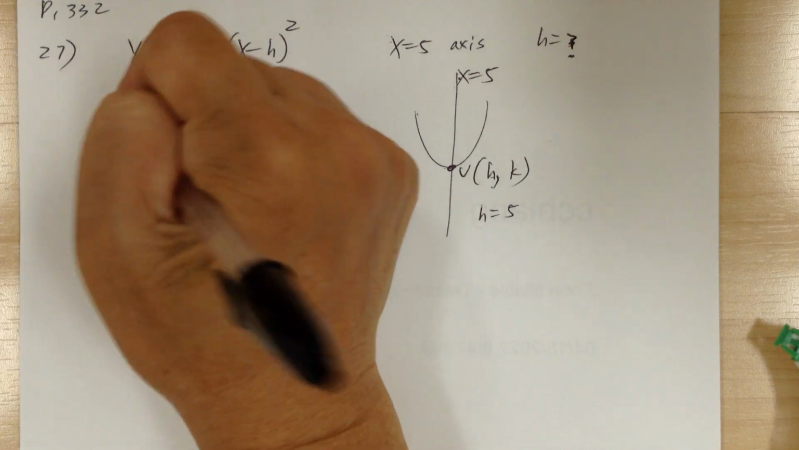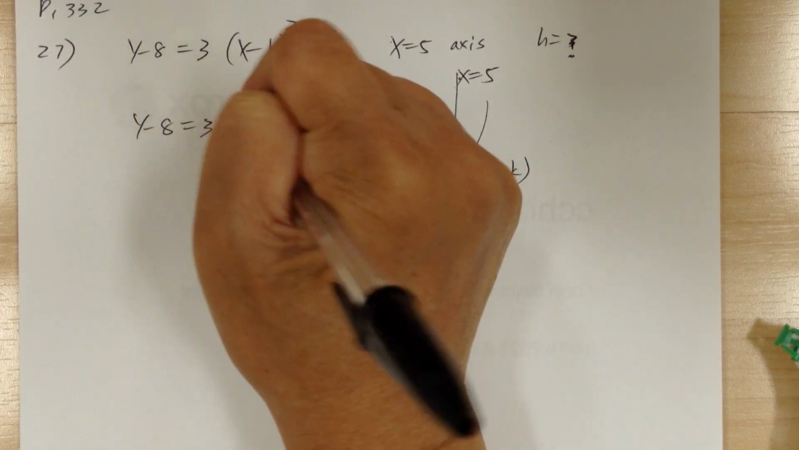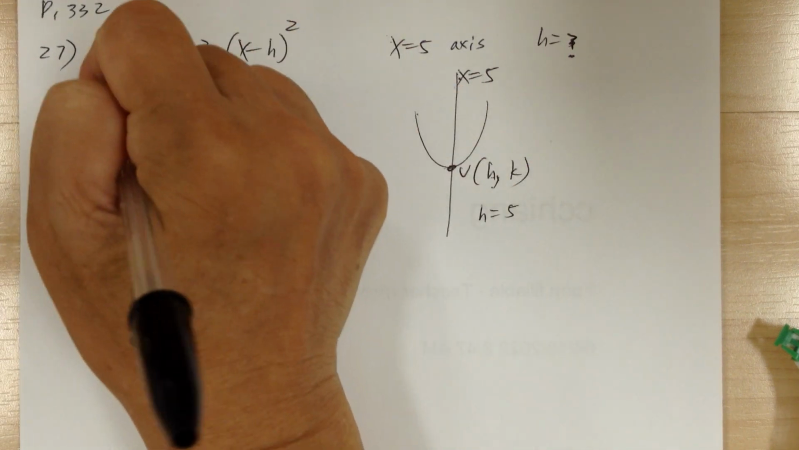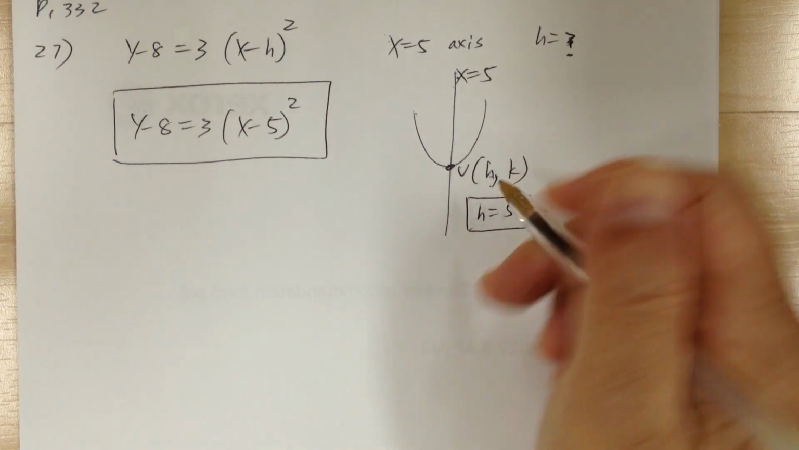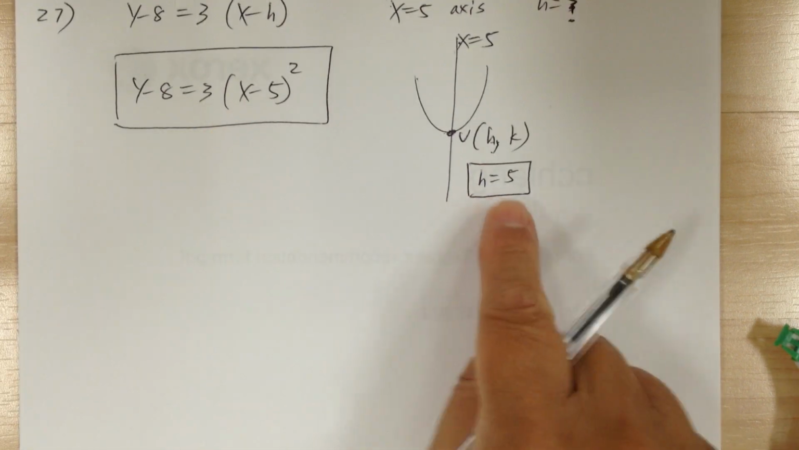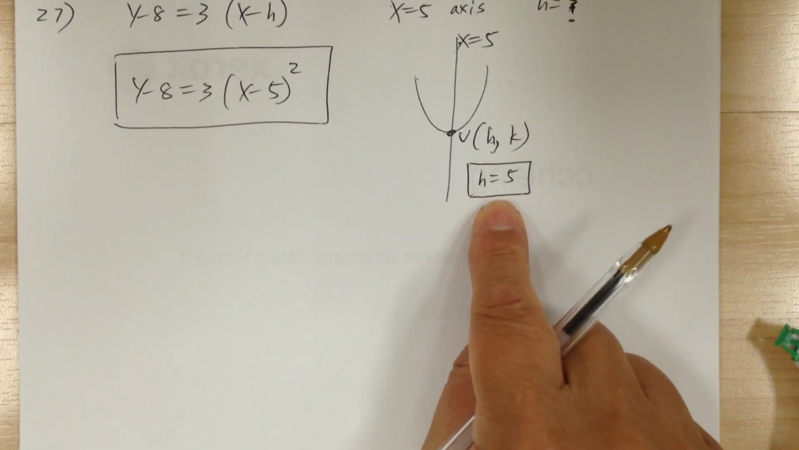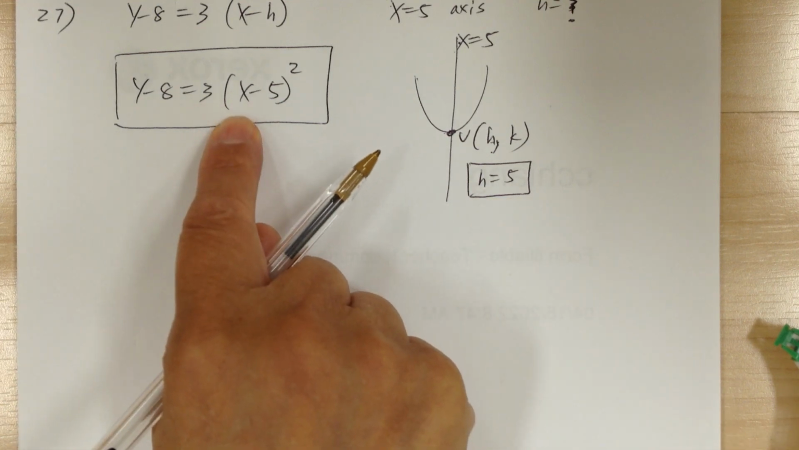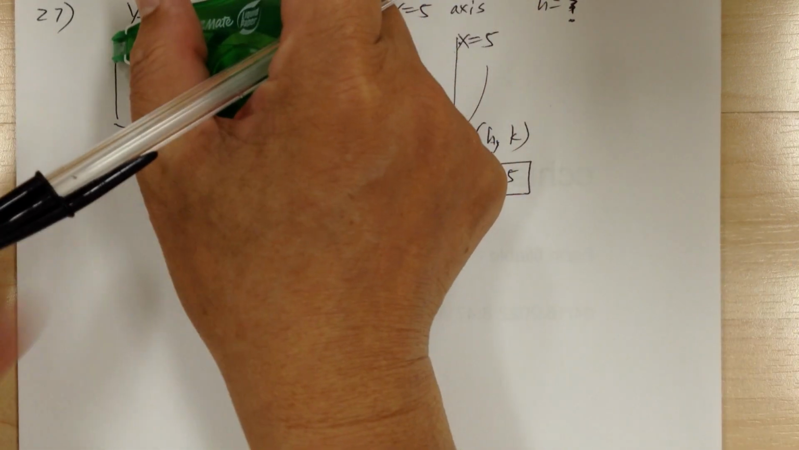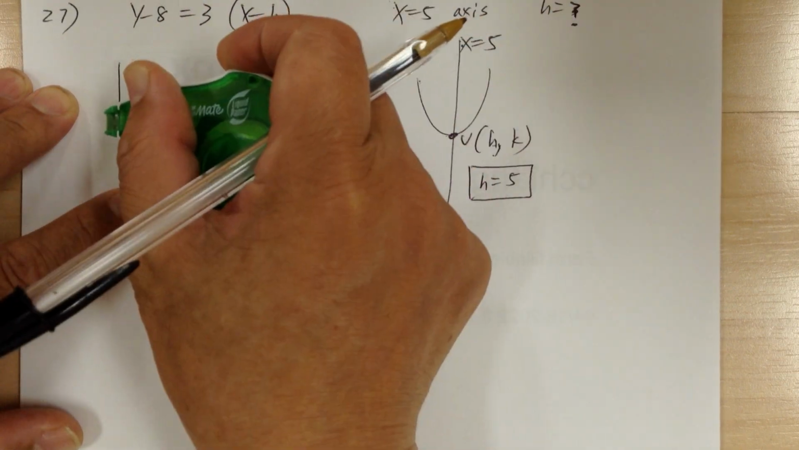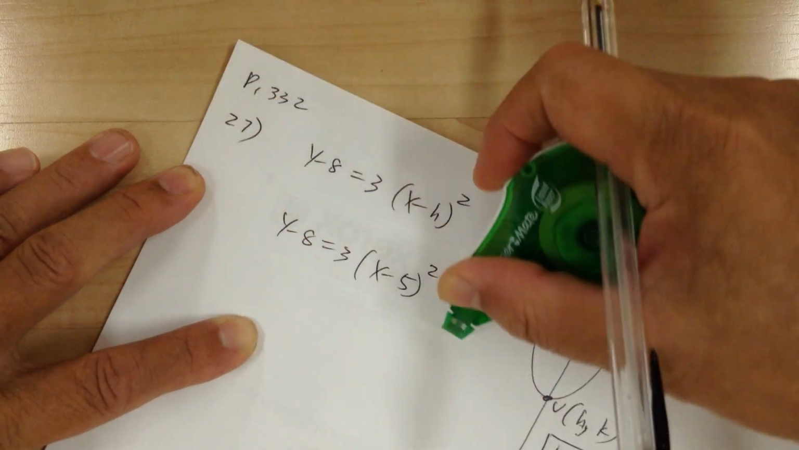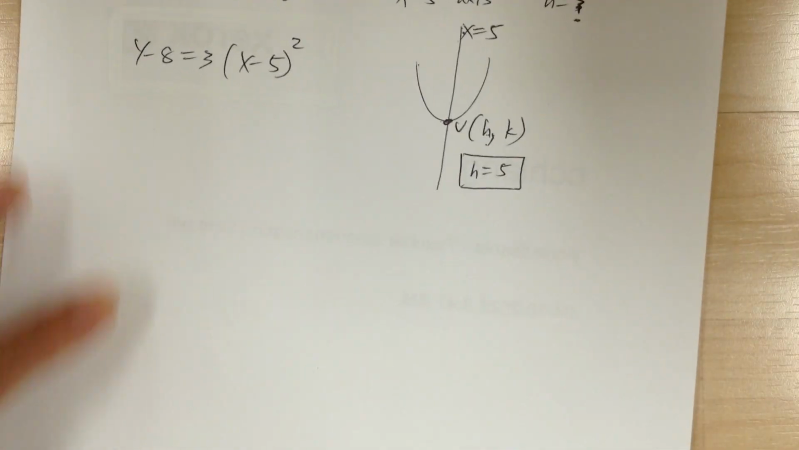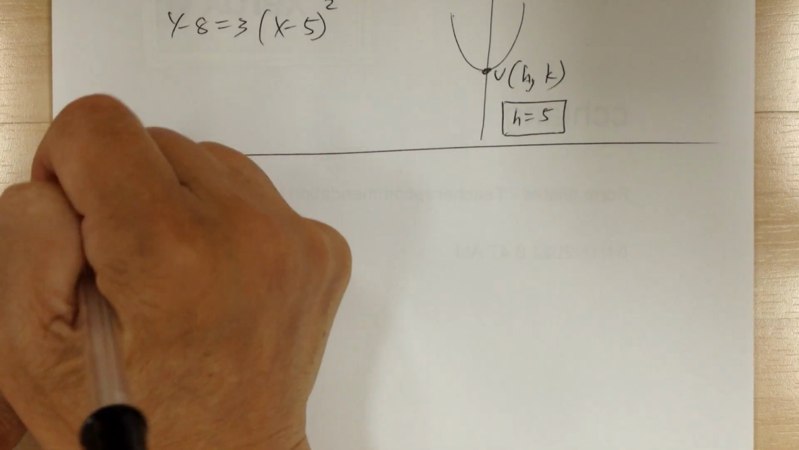You can put in here, so you get y minus 8 equal to 3 times (x minus 5) squared, and that's it. Well actually no, you're looking for h equal to 5, so you don't have to look for the equation. That's your answer. But if they ask you for the equation, that will be your equation. Let me get rid of these. They didn't ask for the equation, they just asked for the h. So that's it.